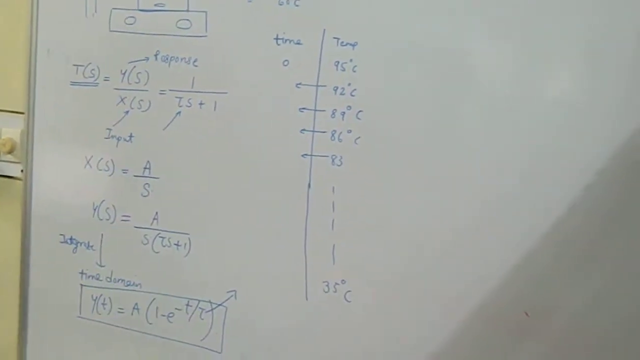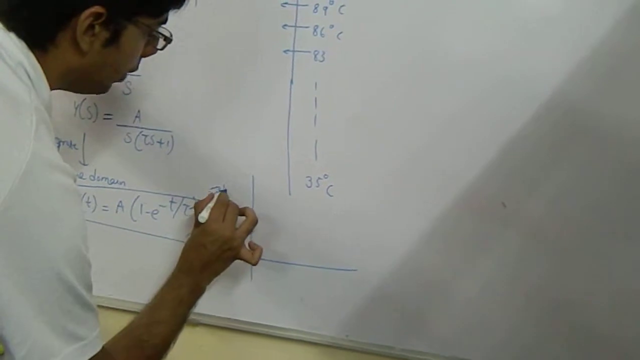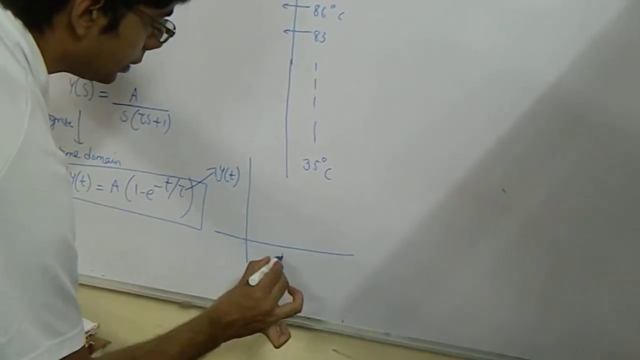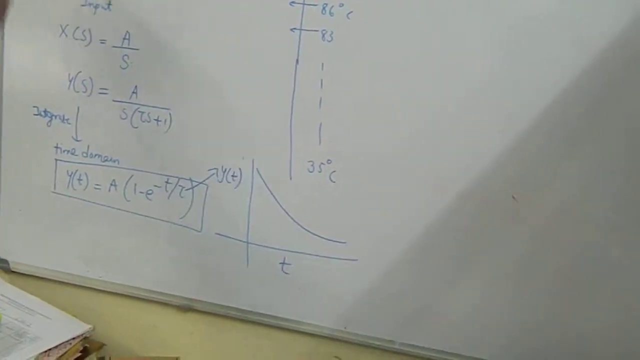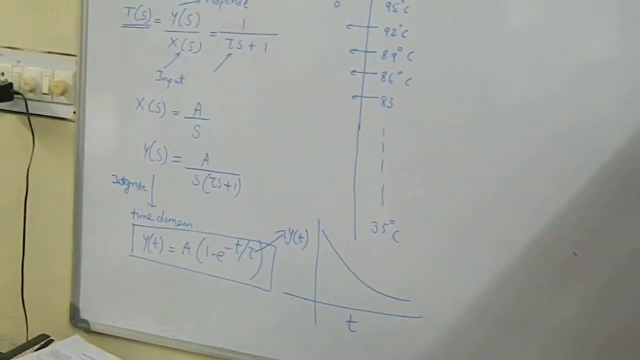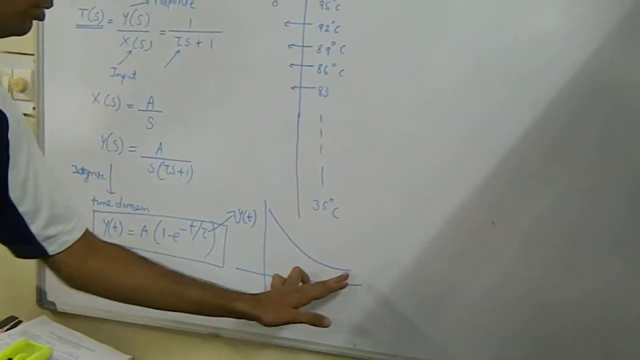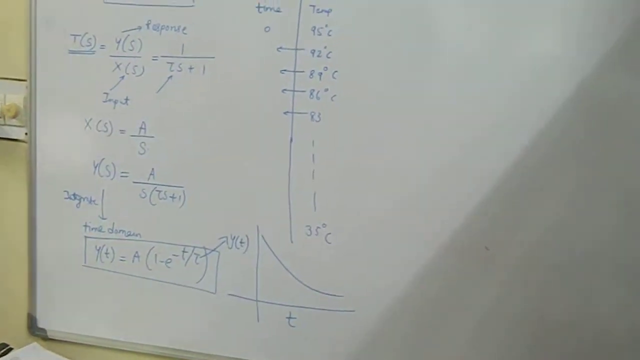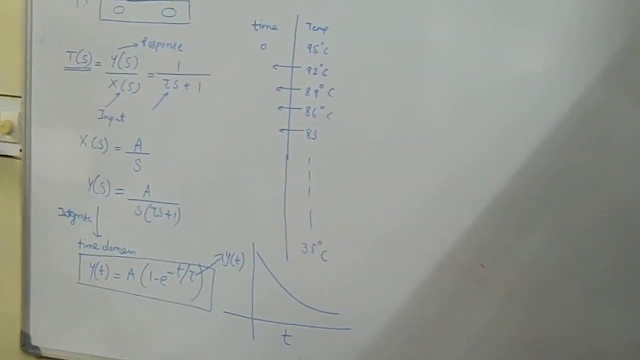After you do it, you will get a plot of the temperature Y of t versus time. It will be the typical first order system. This is the typical first order system equation. So experimentally you may get a plot like this. What you have to do is verify whether this system follows first order behavior or not.